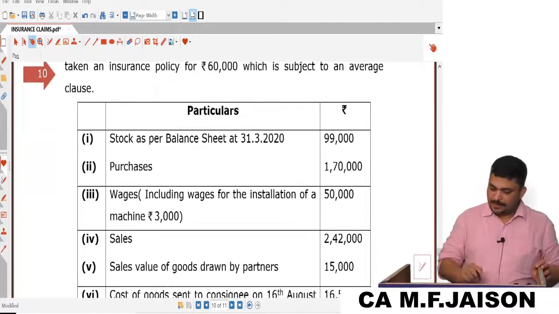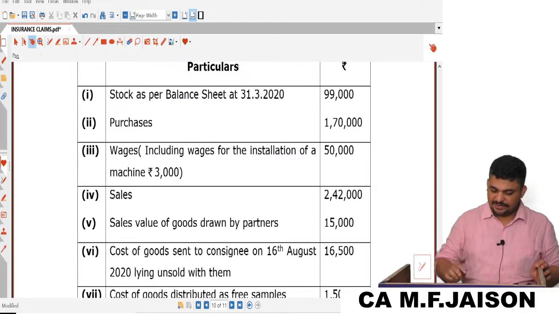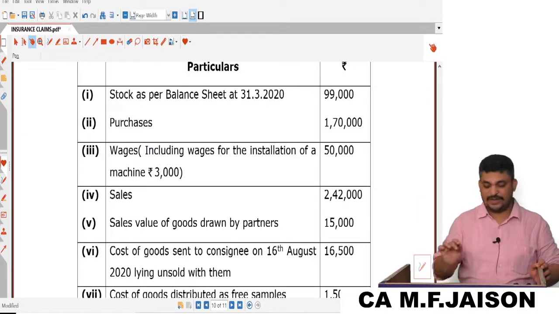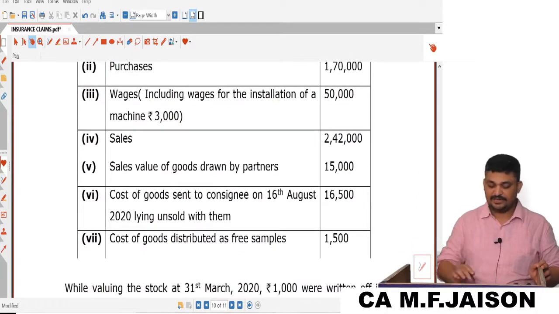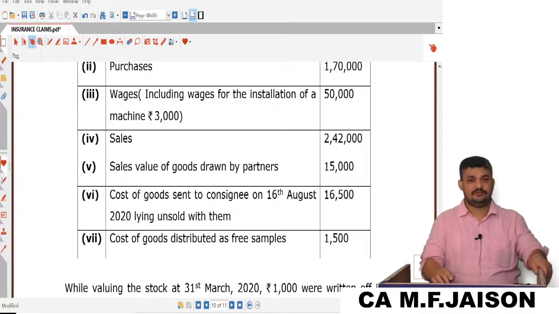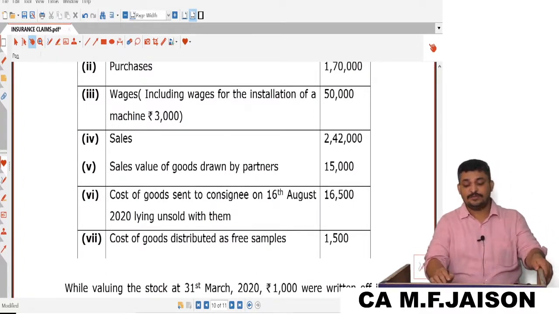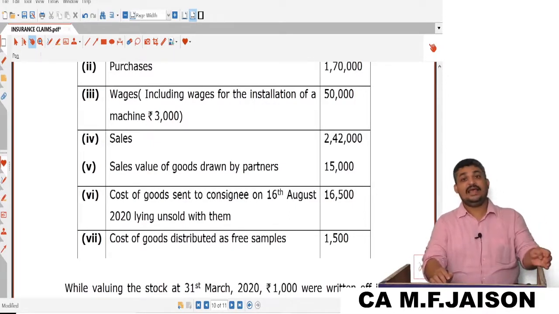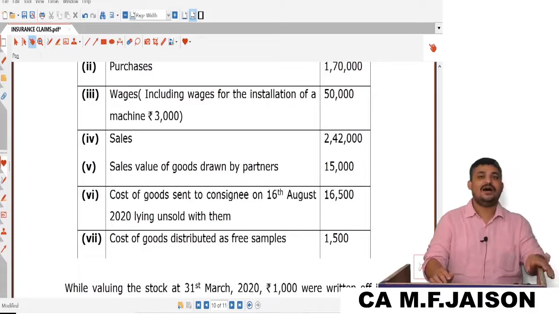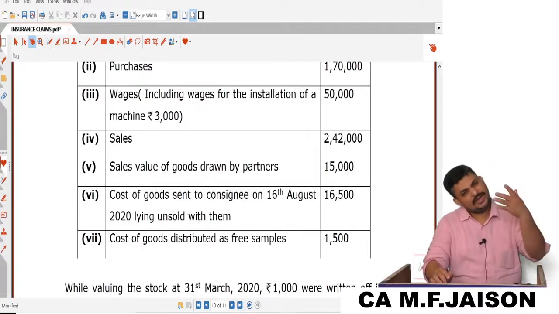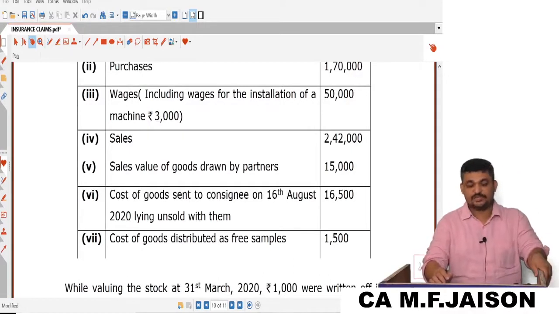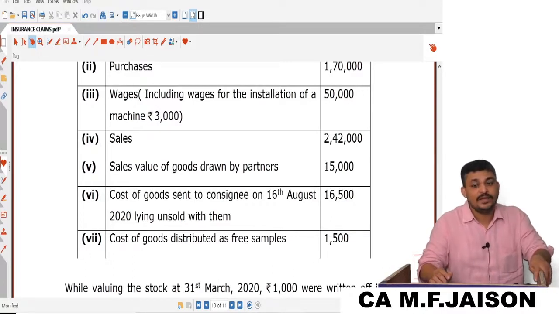Anyway, purchases given, wages given. Wages for installation of a machine you should be excluding. Sale value of goods drawn by partners is 15,000. So this amount should be either deducted from purchases or shown in the credit side. Anything you can show, but it should be converted into cost price.